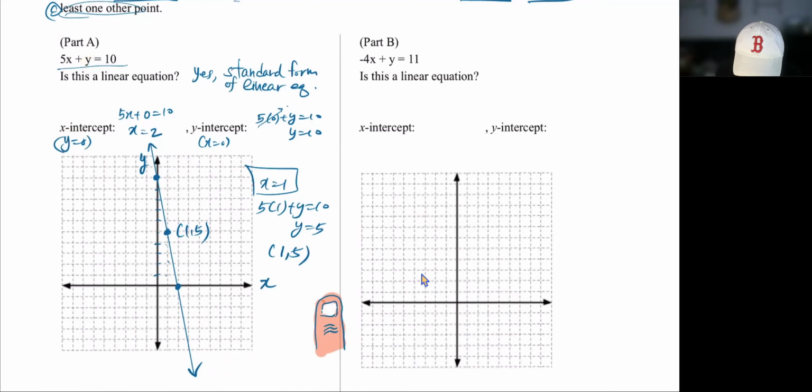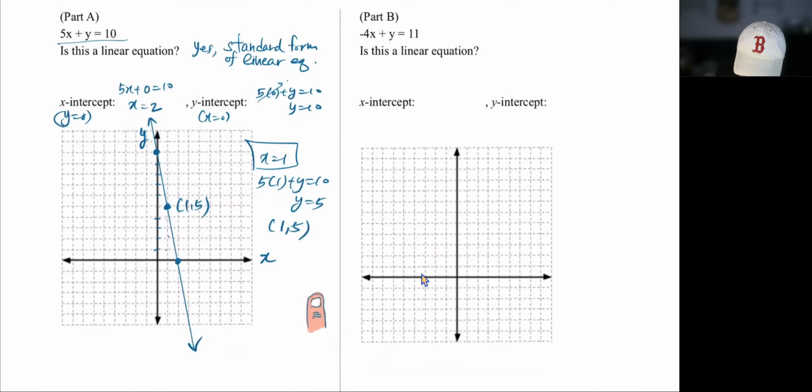So instead of plugging in like this, what you can do is use your index finger, let's say, and you just cover up the y. What are you left with? We are left with 5x is equal to 10. When you solve for that, x must be 2. If you are feeling comfortable with the finger method, you may do so.